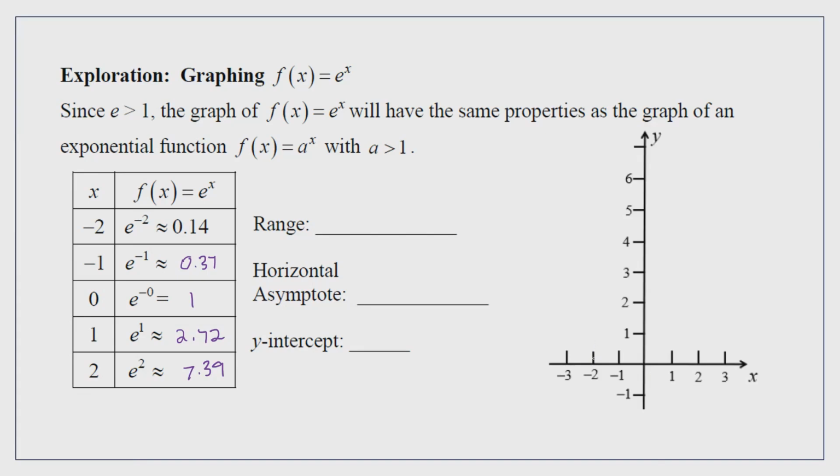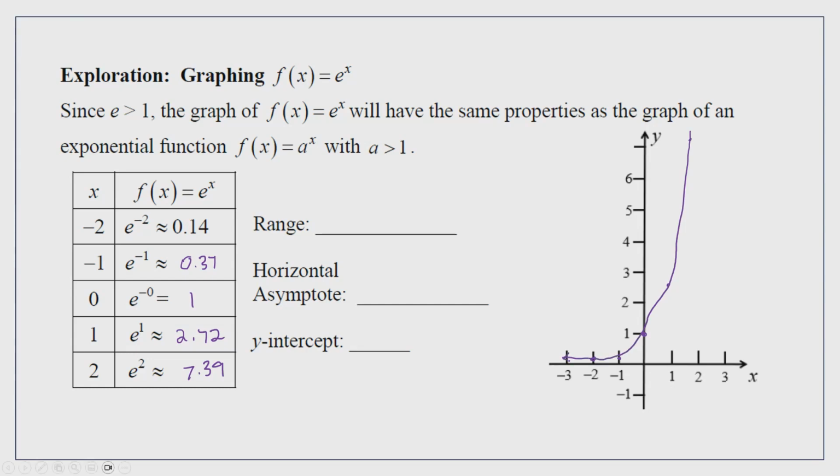So for -2, we have 0.14. Oh, it's really small. That's okay. -1, 0.37. And then 0, 1, 2.72, and 2, 7.39. All right, let's connect our dots.